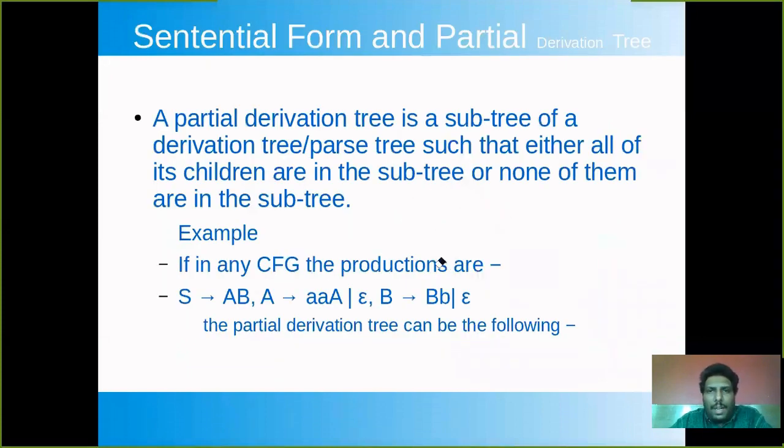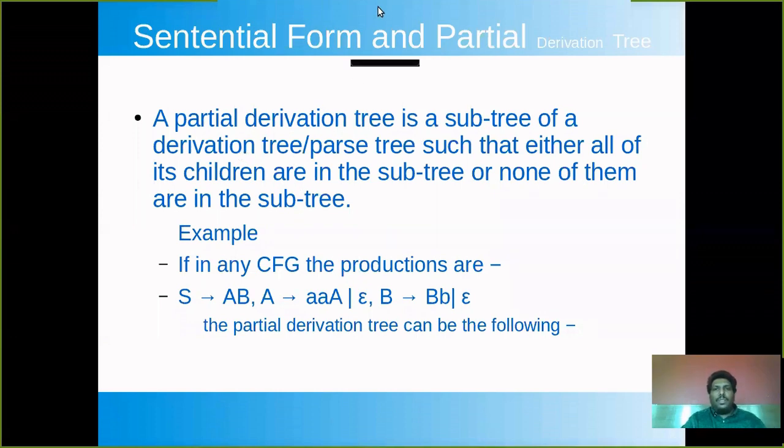Okay, next one is a sentinel form and a partial derivation tree. We'll see how we can represent those things. A partial derivation tree is a subtree of a derivation tree, a parse tree, such that either all of its children are in the subtree or none of them are in the subtree.